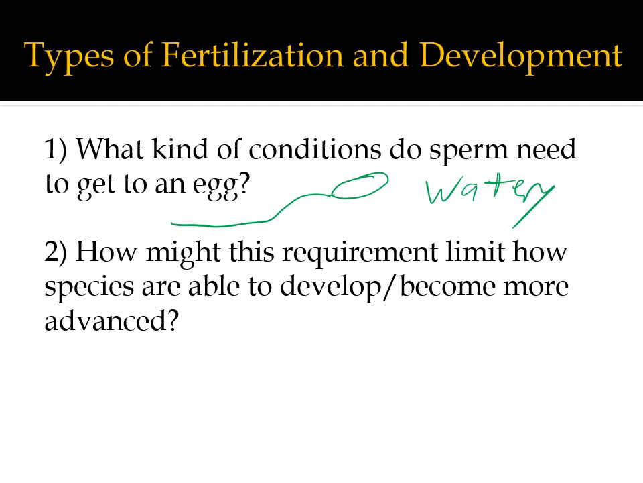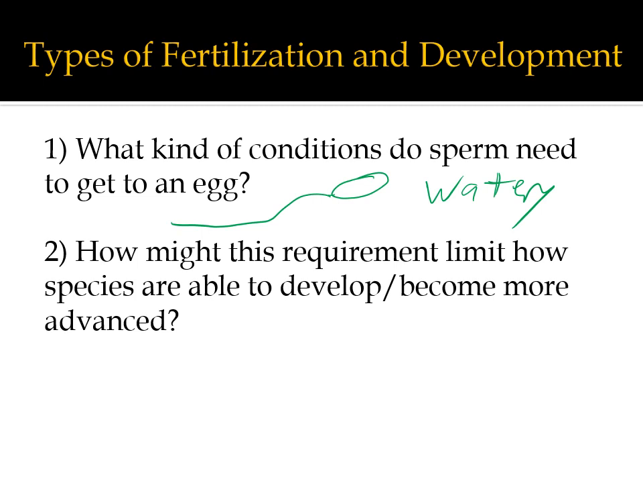Different types of fertilization and development, kind of getting into evolution stuff that we haven't talked about yet. But how did life develop? How did life change over billions and billions of years to allow this kind of thing to happen in any living thing? Next question, how might this requirement limit how species are able to develop or become more advanced? That's what we're going to look at now.